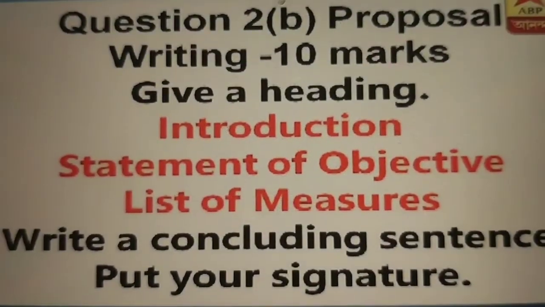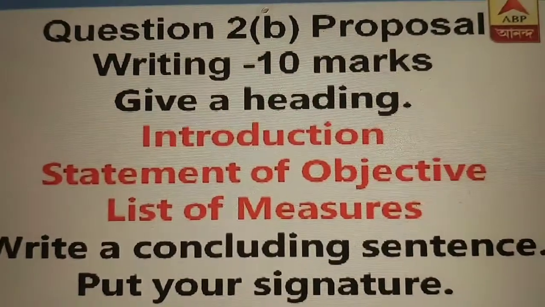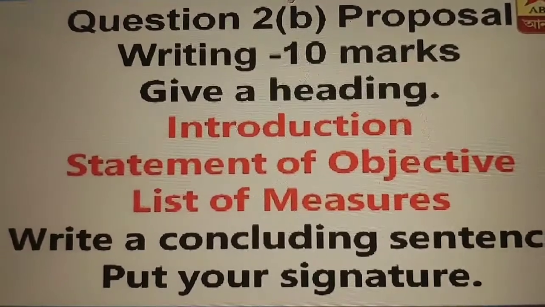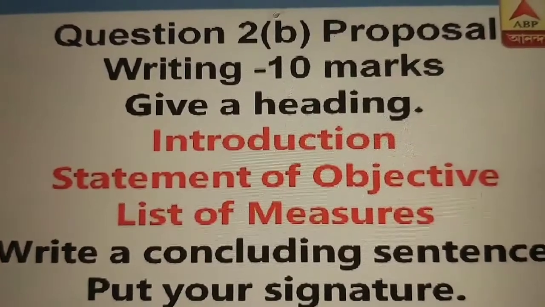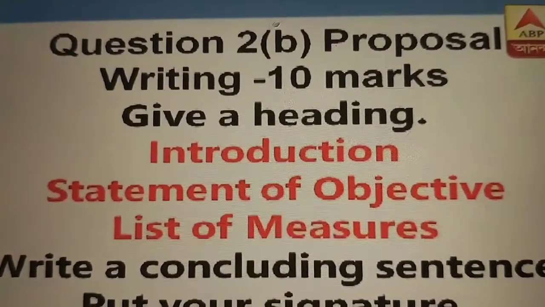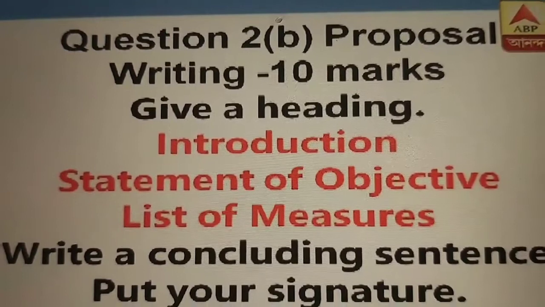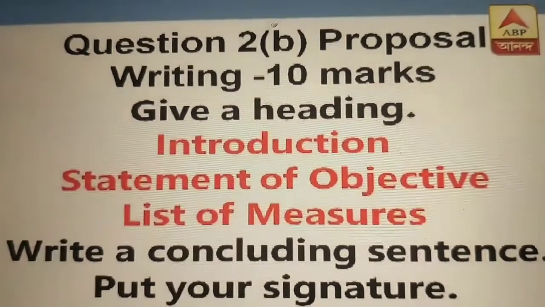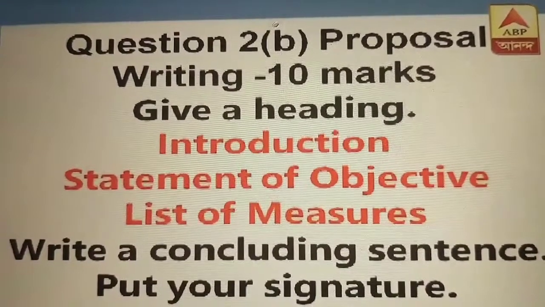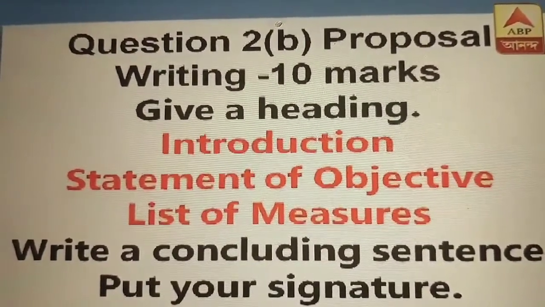So you have to write introduction and then write the introduction. You have to write statement of objective and then write the statement of objective. Then you have to write list of measures, and then you write down the list of measures. And then you end your proposal with a concluding sentence. And then finally, you put your signature. That is how you attend a proposal writing question.